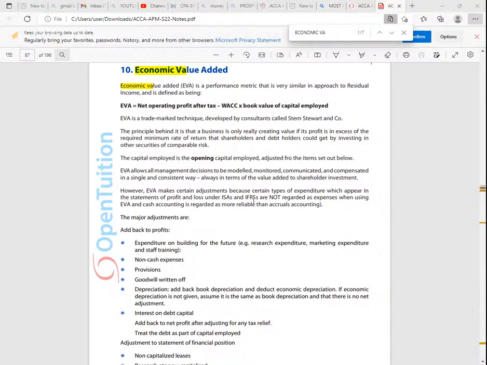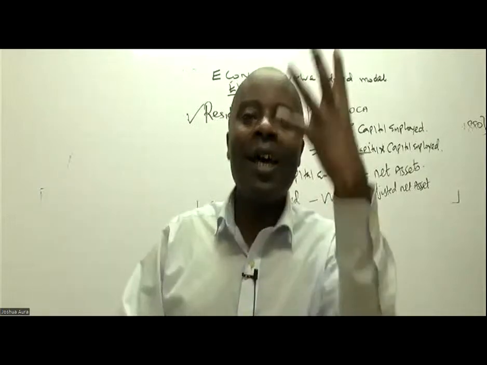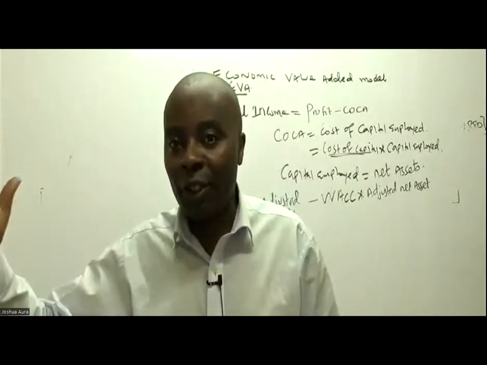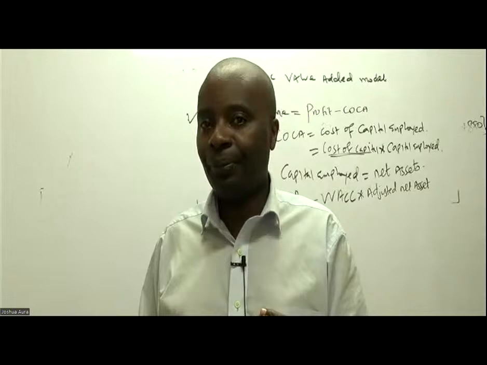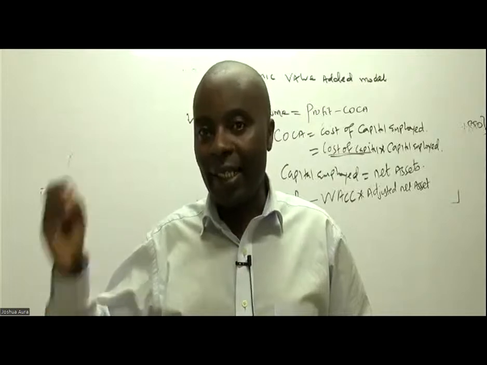And the cash accounting is regarded as more reliable than accruals accounting, becoming a bit complicated, but we'll be able to understand this really. The major adjustments are like this: add back to profits expenditure on building for the future, e.g. research expenditure, marketing expenditure, and staff training. Those expenses, ladies and gentlemen, should never ever be expensed. What we are told is that whenever you incur an expenditure that has got future economic benefits, remove it from the income statement, take it to the balance sheet as an intangible asset.